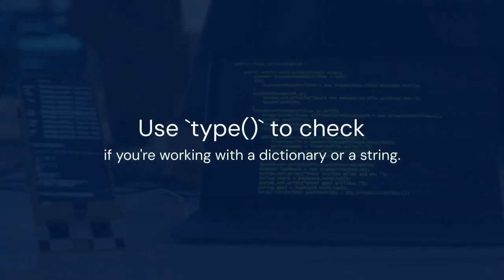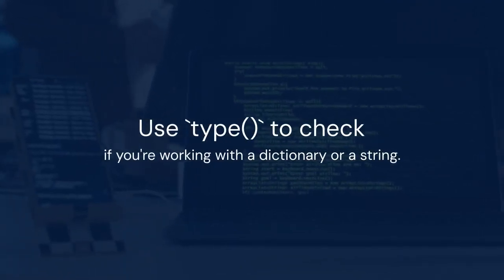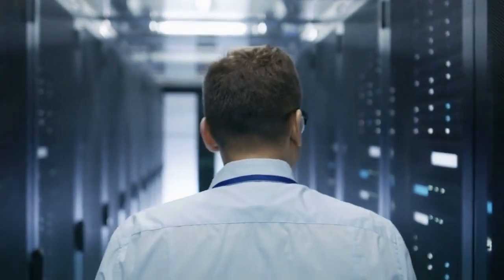Use type() to see if you're working with a dictionary or a string. If it's a string, you can't use .get. Instead, use string methods or access characters by index.